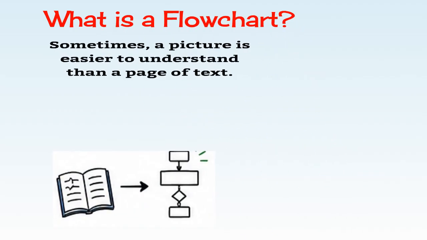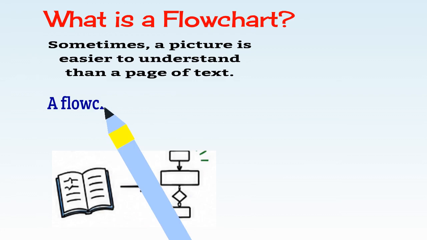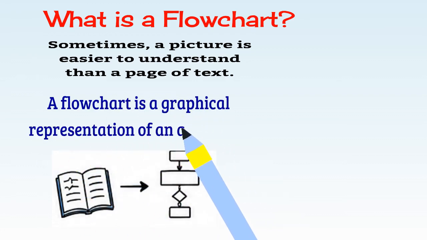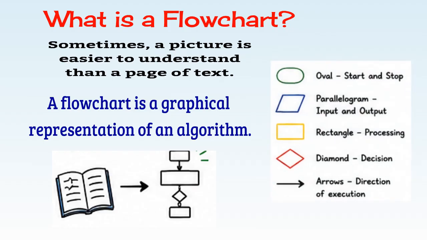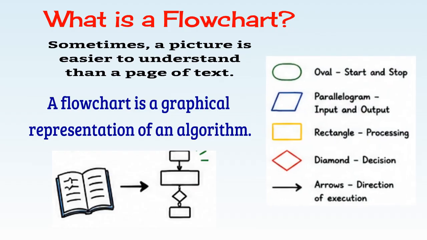What is a flowchart? Sometimes a picture is easier to understand than a page of text. A flowchart is a graphical representation of an algorithm. Instead of writing the steps as sentences, we represent them using standard symbols connected by arrows. The most common symbols are an oval for start and stop, a parallelogram for input and output, a rectangle for processing, a diamond for decisions, and arrows that show the direction of execution. Flowcharts help programmers visualize the solution before writing code. They also make it much easier to explain a program to other people.